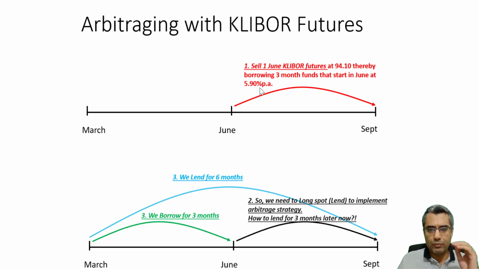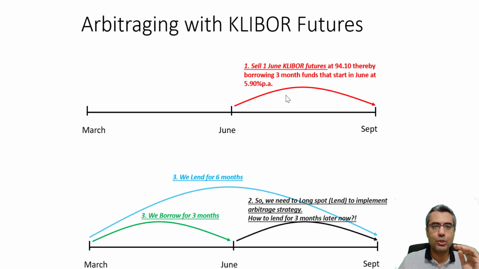So we already know, without any doubt, that because the contract was overpriced, we should short the June contract, right? But shorting the June contract means borrowing 3-month funds, as you remember from the slide that I shared with you. So you are borrowing 3-month funds at 5.9%, which is 100 minus this.